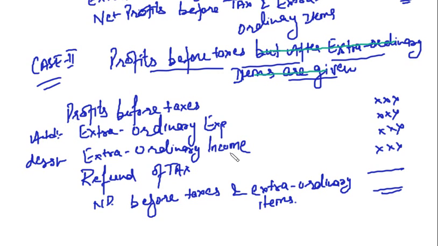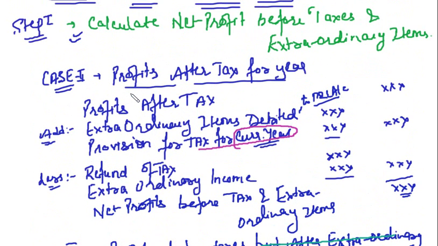And you will subtract any extraordinary income, plus the refund of tax, because it is not related to the routine activities of the operations. It is not going to affect the operations of the business, right? So this is how you will reach net profit before taxes and extraordinary items. Clear, friends? So what is the first step?